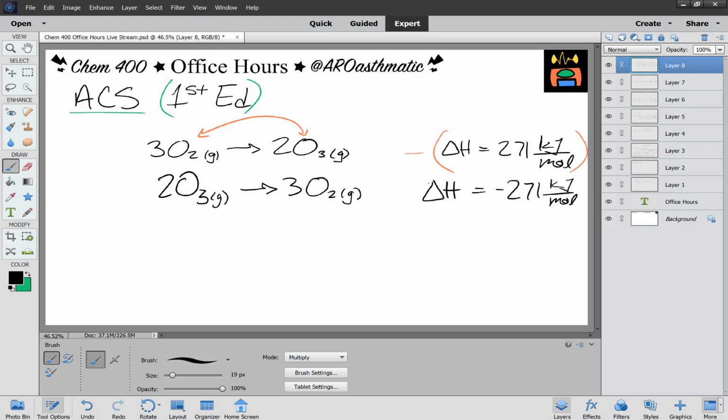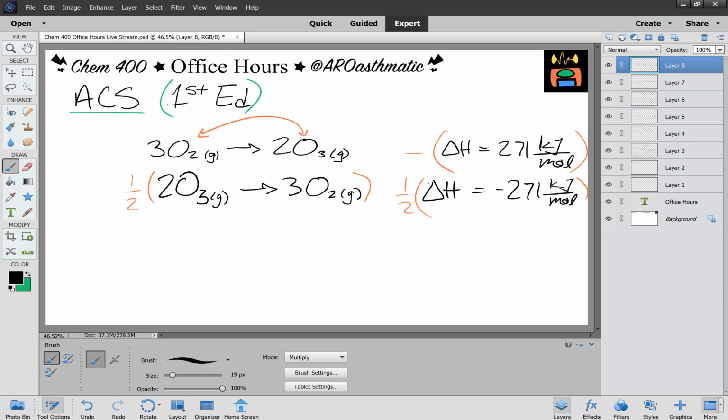All right, and then the second thing we need to do is we need 1 mole of ozone on the reactant side, not 2. So we are going to have to multiply the entire expression by 1/2. We'll also have to multiply our delta H by the same number.